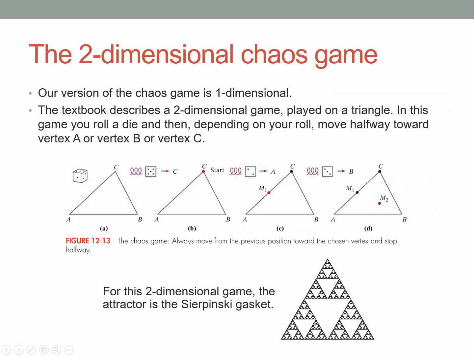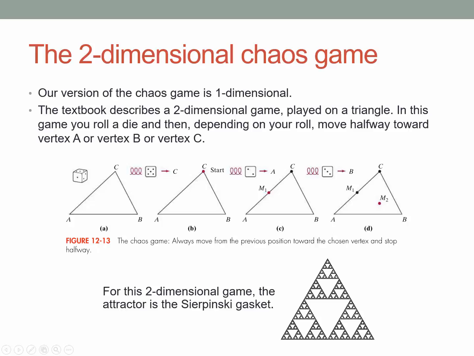Now, let me say what's in the book. If you go look in the book for the chaos game, it won't look like what I was just describing, and that's because the version of the chaos game that you played in recitation and that we've just analyzed is a one-dimensional game. The textbook is describing a two-dimensional game. It's played on a triangle, and in this game, rather than use a coin, which has only 2 sides, you roll a die, and that effectively gives you 3 options. So depending on what you roll, you move either towards corner A or corner B or corner C.